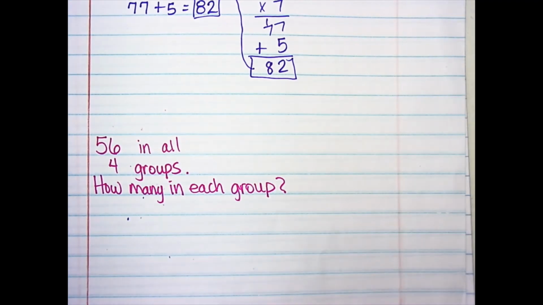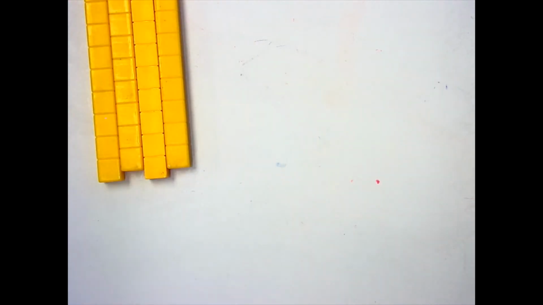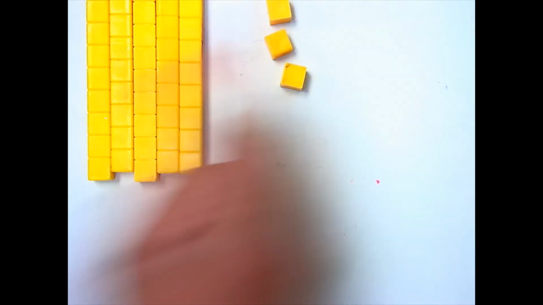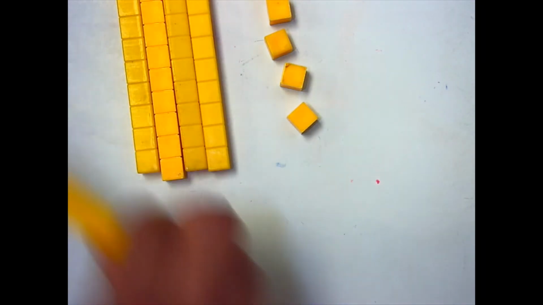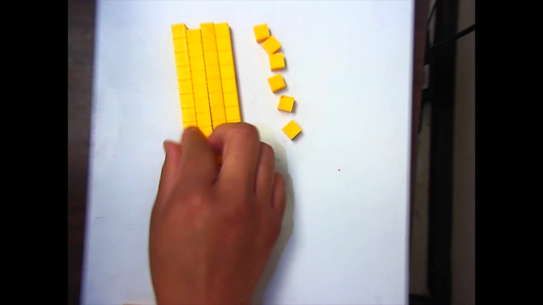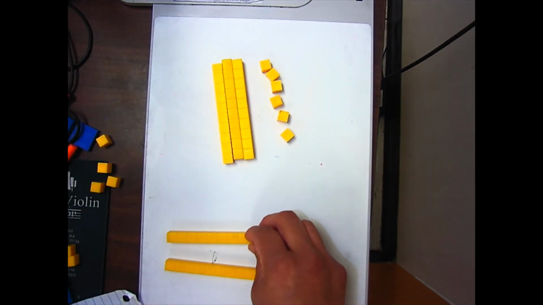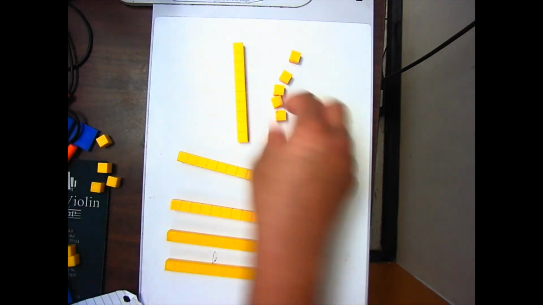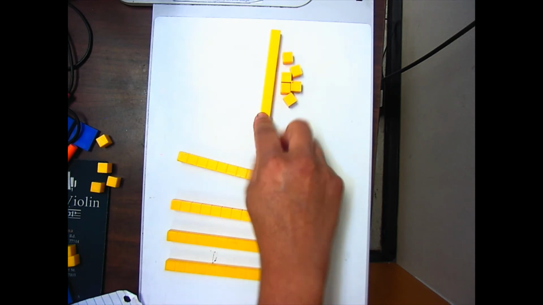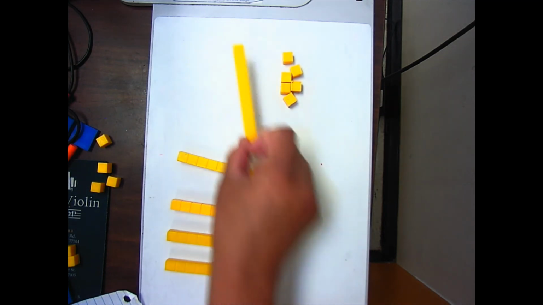Now we're going to do 56 in all, 4 groups. How many in each group? So 56 in all, 10, 20, 30, 40, 50, and 6. We're going to divide it into 4 groups. So we're going to bring 4 groups down. 1, 2, 3, 4. So here are 4 tens. Do I have enough to divide this equally? No, I don't. So I'm going to have to regroup it.